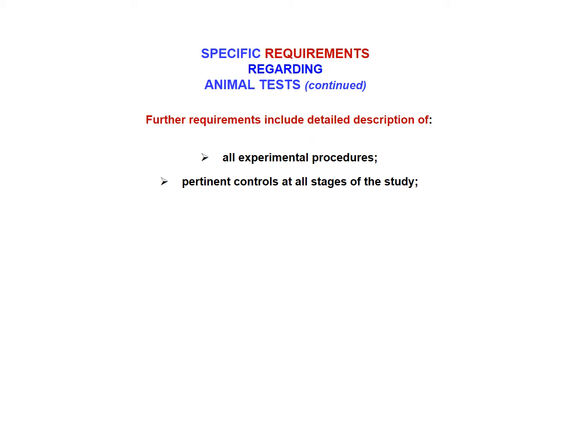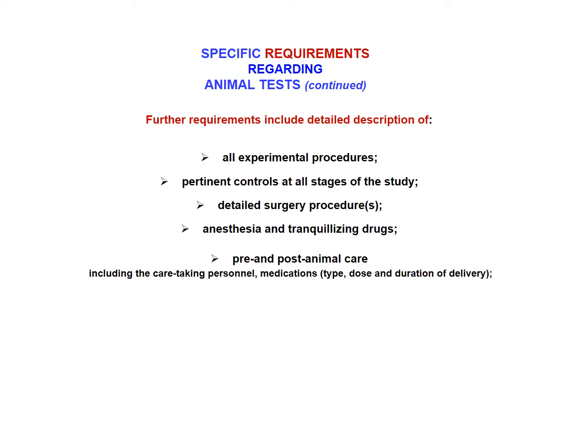Applications seeking approval of experimental protocols using animal tests are lengthy documents and must include the following information: detailed description of all experimental procedures which include animals, pertinent controls at all stages of the study, detailed surgery procedures, anesthesia which will be used during the surgery, or other tranquilizing drugs, pre and post animal care that will include information on who is going to be taking care of these animals, therefore the accredited personnel for the animal facility, what medications will be used, for example, the type, the dose, and the duration of the delivery of such medications.